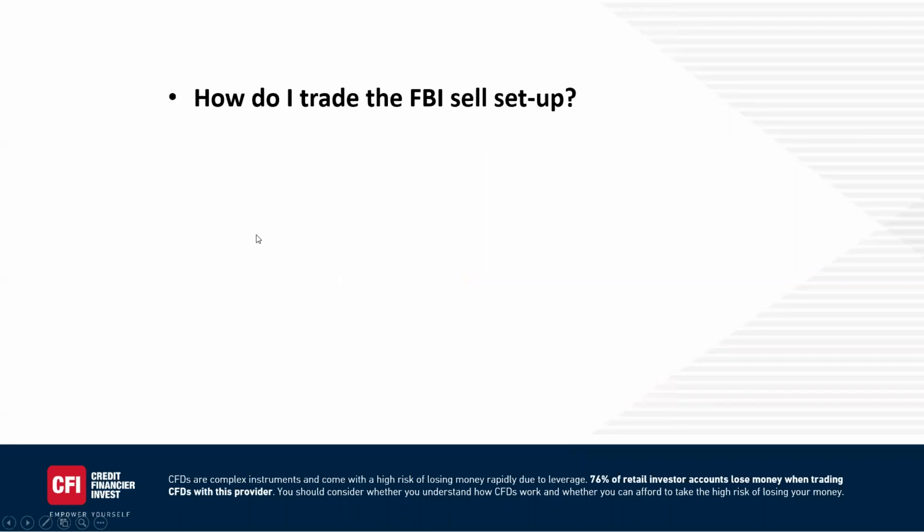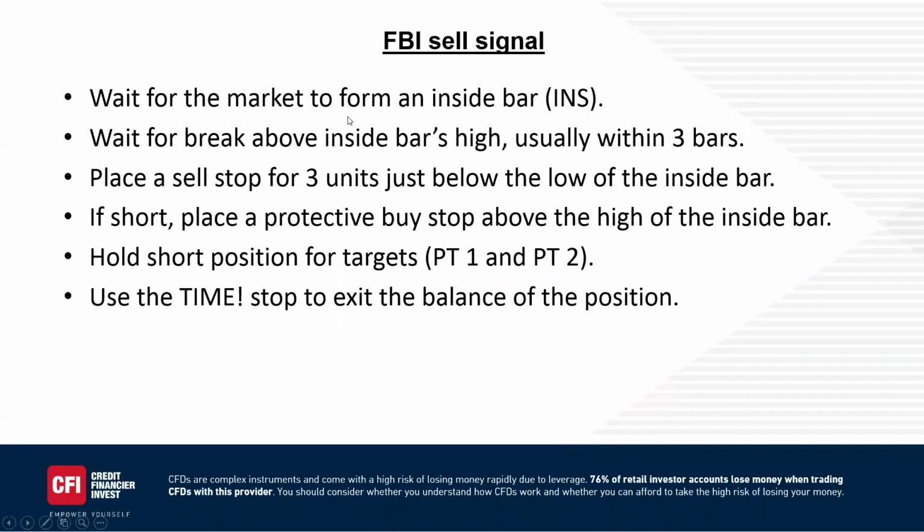Okay, so how do we trade the FBI sell setup? Wait for the market to form an inside bar, always the first step. Wait for the market to break above the inside bar's high, usually within 3 bars, and then you place a sell stop for 3 units just below the low of the inside bar. If we get triggered, we place a protective buy stop above the high of the inside bar and hold the position for PT1, PT2, and get out on the time-based exit.